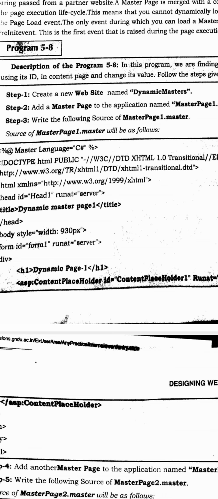Now in this example, we are taking two master pages because we have said that we are to load the master page dynamically. We will load the master page dynamically only when we have several master pages. So in this example, I am taking two master pages, say master page 1 and master page 2. So I will add two master pages in the same website, which I have named Dynamic Masters.